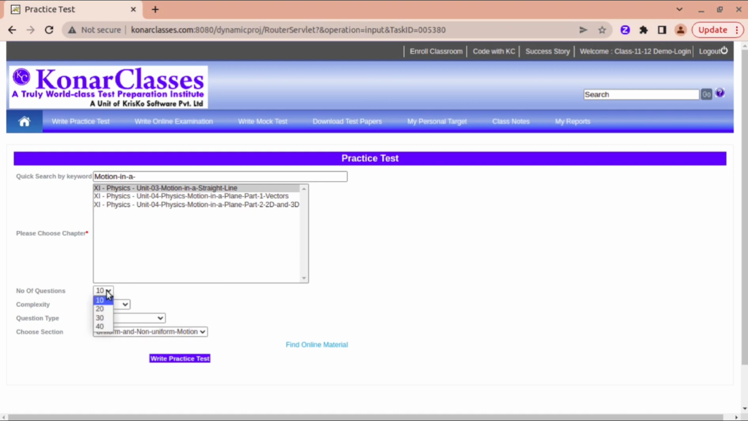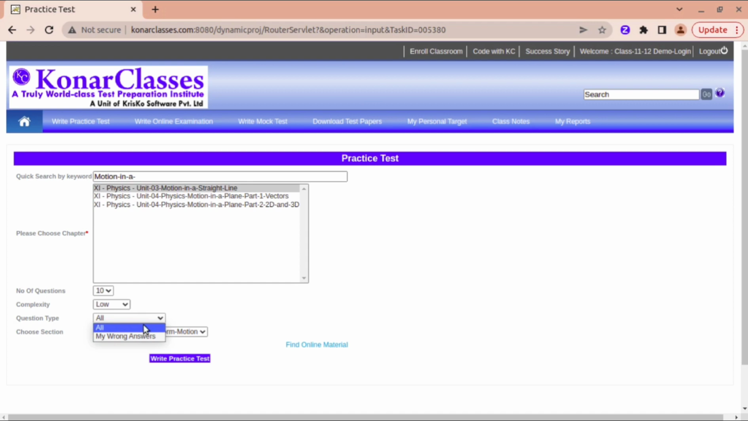By default it is 10. You can also increase it to 10, 20, 30, 40. So 10 is the default, and I also recommend using 10. Complexity is low. For question type, there are 2 options: all or my wrong answer.